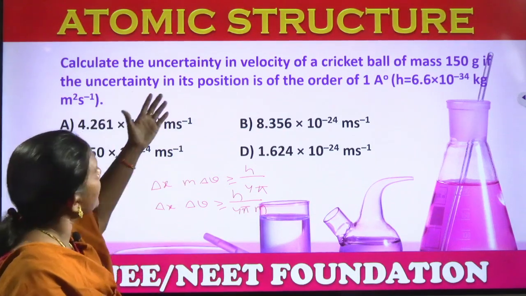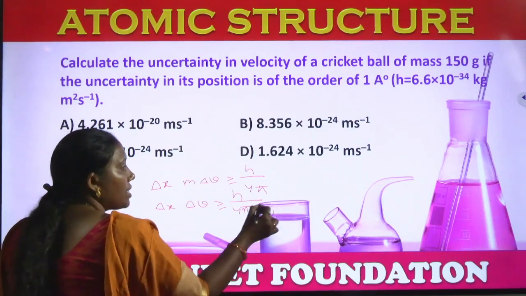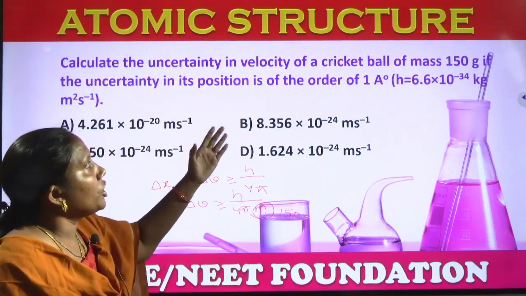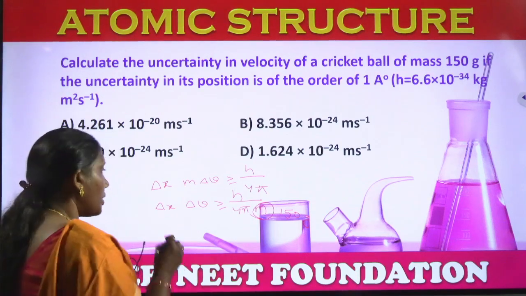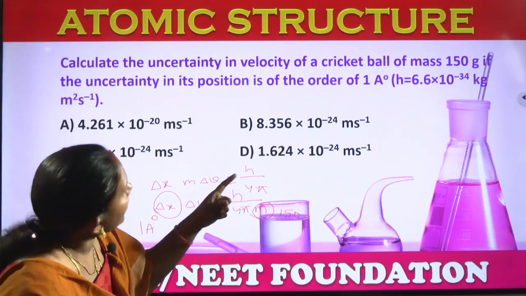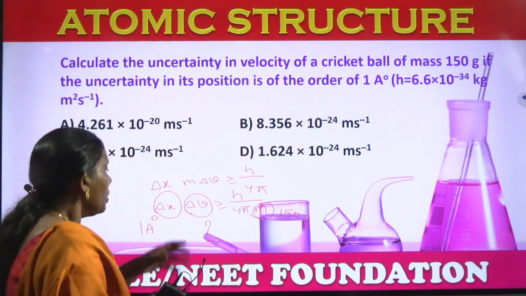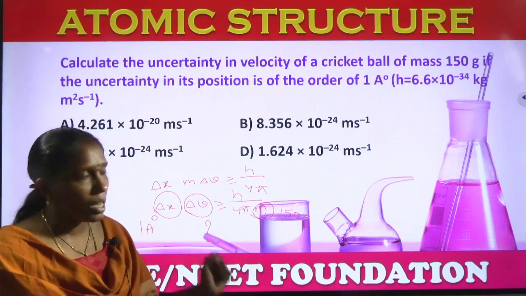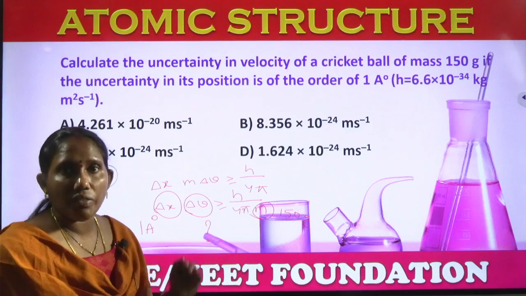Now read the question. Calculate the uncertainty in the velocity of a cricket ball of mass 150 grams, if the uncertainty in its position is of the order of 1 angstrom. Mass is given, 150 grams. Uncertainty in position is nothing but delta x, which is 1 angstrom. So they are asking to calculate delta v. Delta x is there, h is Planck's constant 6.625, we have to substitute. 4 into pi value 3.14, and m is given as 150 grams.